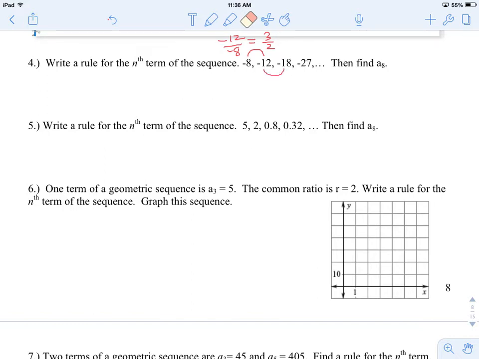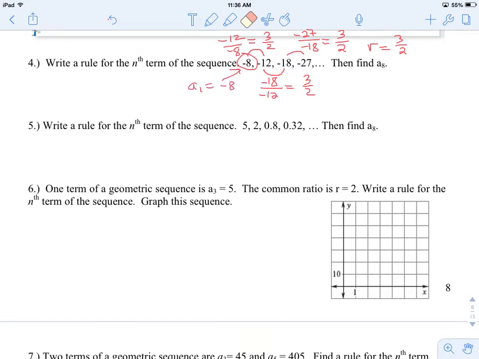Let me see if it's the same for the next two terms. If I take -18 and divide by -12, again a negative divided by a negative is a positive. This time they're both divisible by 6, so if I divide by 6, I get 3/2. If I check the final two, -27 divided by -18, negative divided by a negative is a positive. They're both divisible by 9. If I divide by 9, I get 3/2. So I know that my common ratio is 3/2, and I know that a sub 1 is -8.